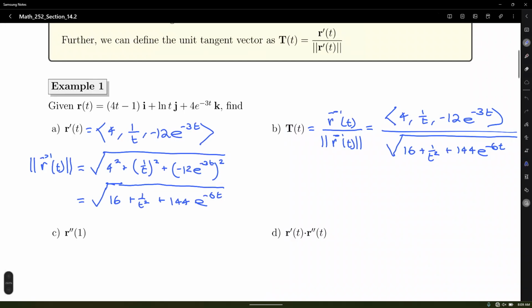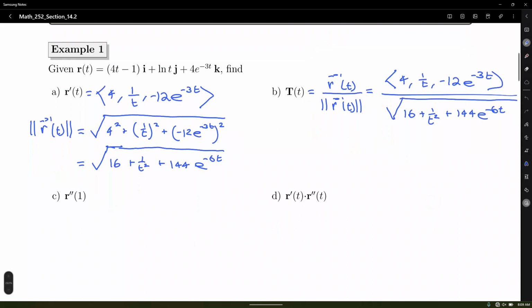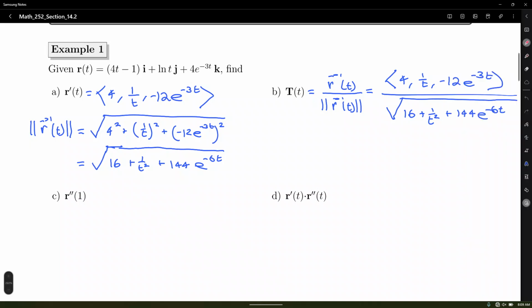Okay. So for part C, they're asking us to evaluate the second derivative at 1. So what we got for part A, let's find the derivative of that. That's all we're going to do. Now, here is the thing. What we got for the first derivative, I'm talking about this term right here: make 1 over t equal to t to the negative 1. So you can easily differentiate this using the general power rule, because we can't differentiate like this when the variable is in the denominator, right?